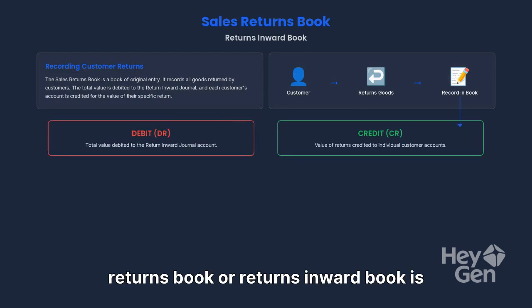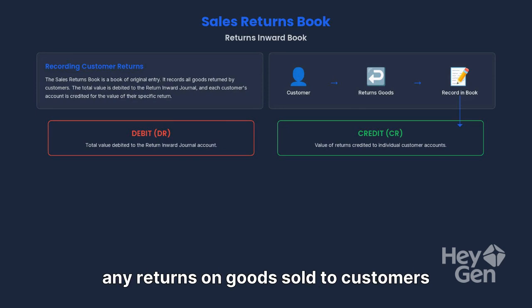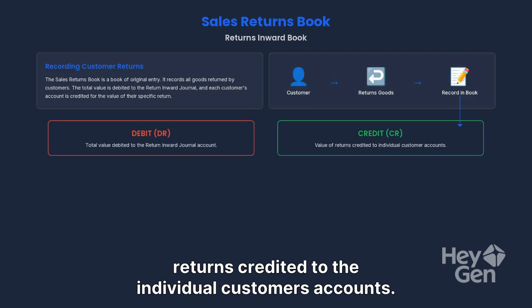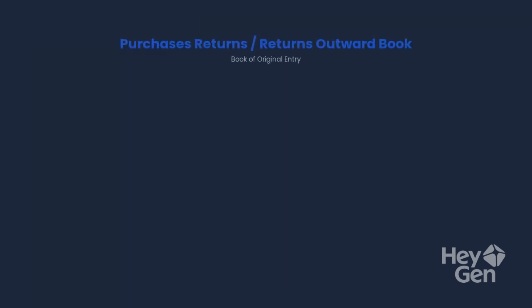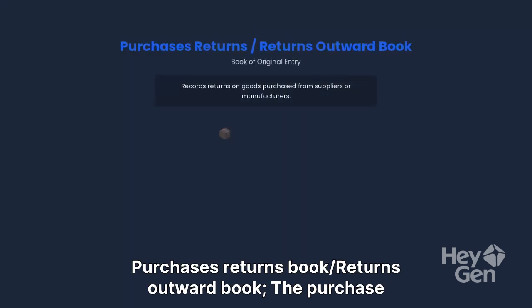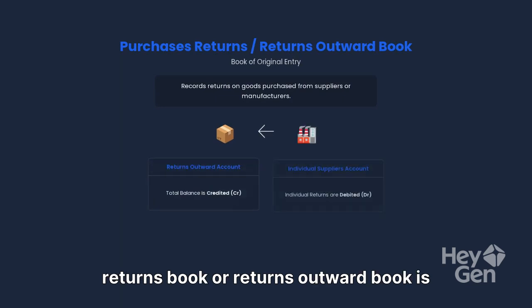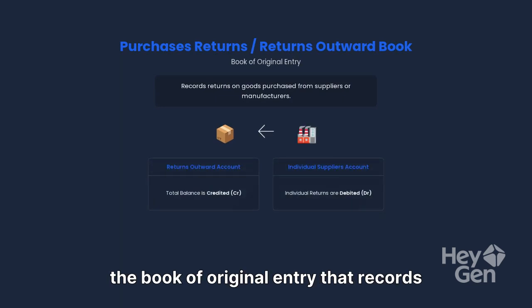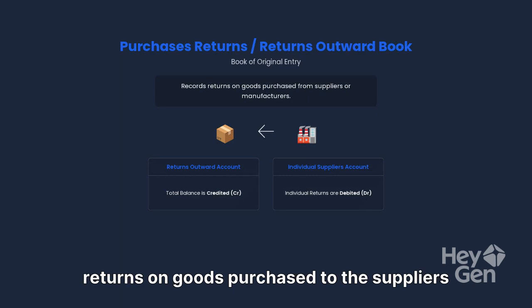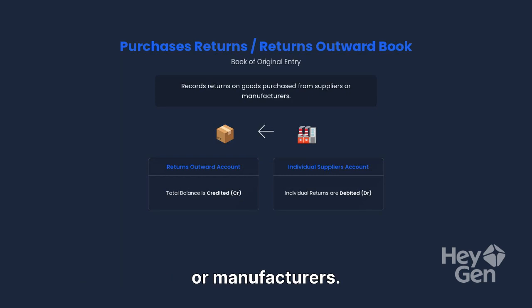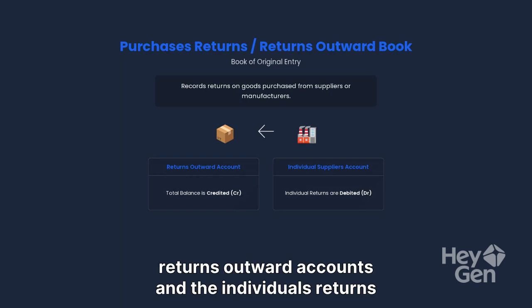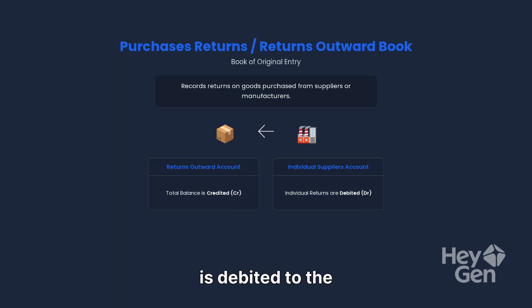The Sales Returns Book or Returns Inward Book is the book of original entry that records any returns on goods sold to customers, with the total debited to the returns inward journals and the value of the returns credited to the individual customers' accounts. 4. Purchases Returns Book/Returns Outward Book. The Purchase Returns Book or Returns Outward Book is the book of original entry that records returns on goods purchased to the suppliers or manufacturers. The total balance is credited to the returns outward accounts, and the individual's returns is debited to the suppliers' accounts.